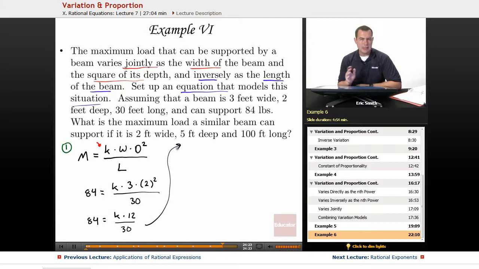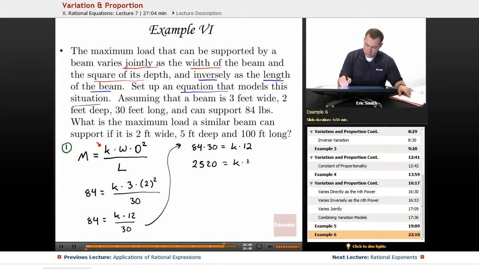I can get that K a little bit more by itself if I multiply both sides by 30. So 84 times 30. Let's go ahead and put those together. That'd be 2,520. All right, and now divide both sides by 12. So that's where we've actually been able to figure out what that unknown constant is.